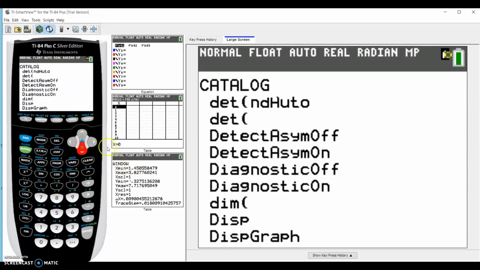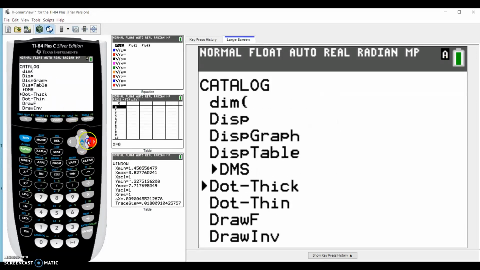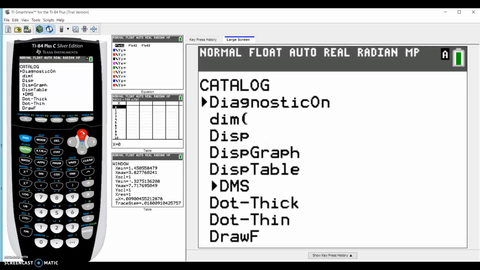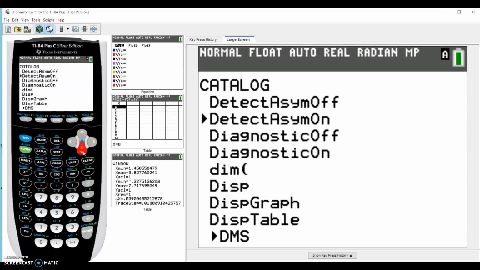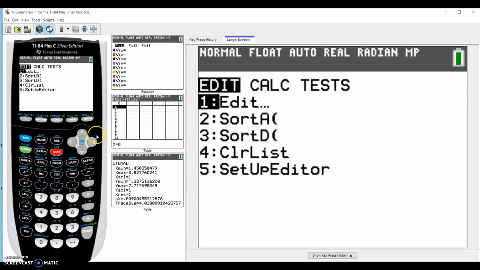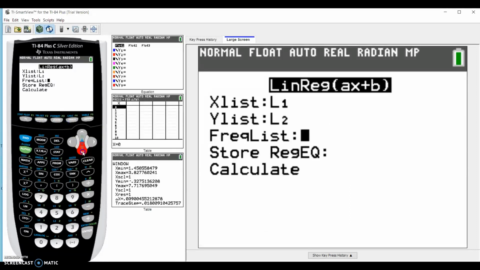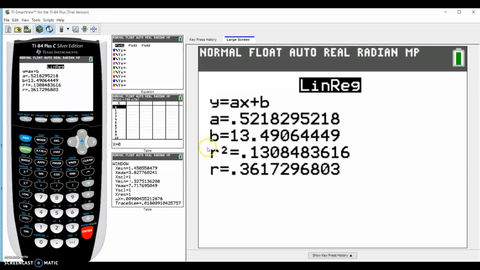Okay, there we go. Whoops. Maybe go back up. Okay. Well, eventually I'll get back up to there, and hopefully you have already found diagnostic on. Okay, there we go. Press enter again, and then when you go back to your regression line, not changing anything here, we should be getting, now we're getting R-squared and R, which is good.